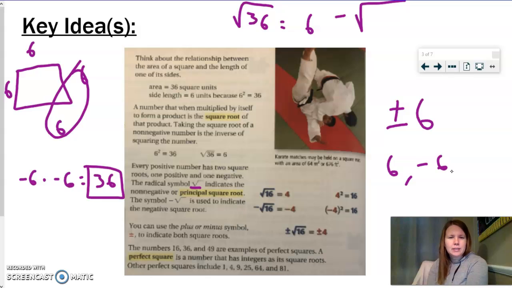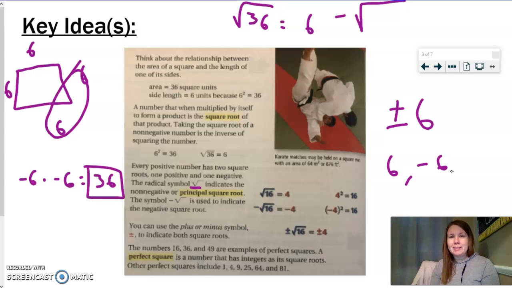It says the numbers 16, 36, and 49 are examples of perfect squares. A perfect square is a number that has an integer as its square root. Other perfect squares include 1, 4, 9, 25, 64, and 81. So today we're going to be working with pretty much perfect squares.